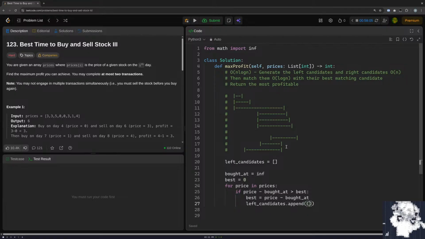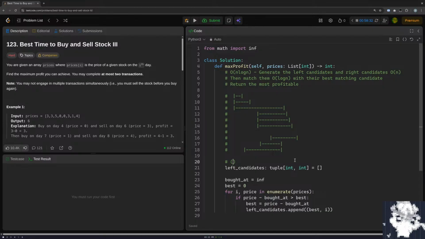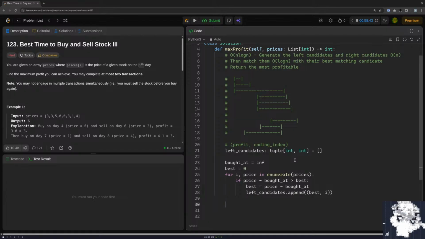What do we need to know about a candidate? We need to know what its score, what its profit is, and where its right endpoint is. So let's enumerate over prices so that we have access to the index. Tuple int, profit comma ending index. Okay, that's the left candidates.